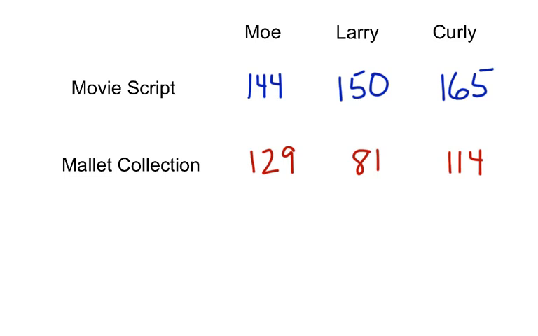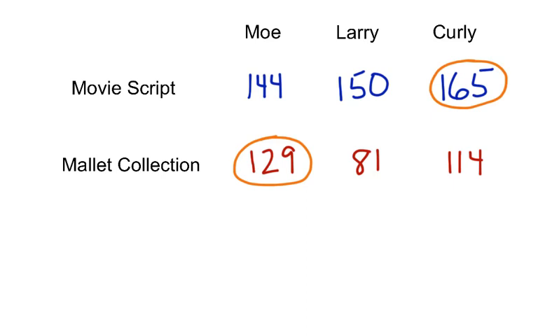So, the first thing we're going to do is figure out who gets what. Well, just by looking at whoever had the highest bid, Curly is going to get the movie script because he had the highest bid, and Mo is going to get the rubber mallet collection because he had the highest bid there. We're going to approach these items one at a time to do the overall division.